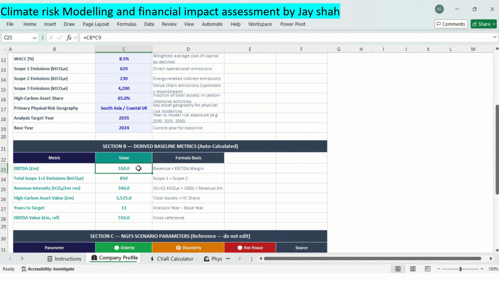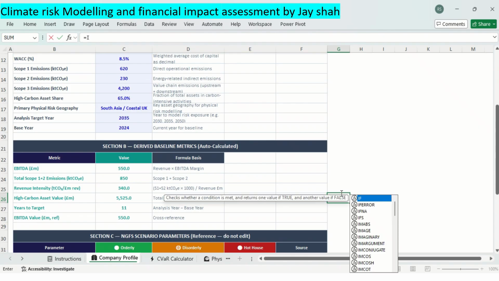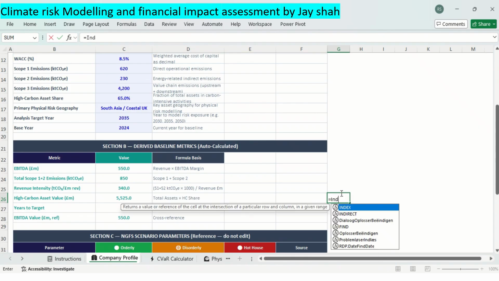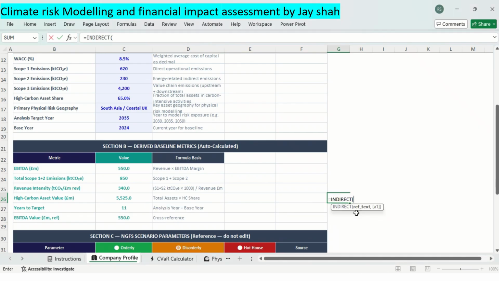In a large model, you might use the INDIRECT formula, which I'm typing here. You can use this formula to reference those text values in a large model, and basically it references the named range instead of any other formula-based tab that needs to be referenced. So this is Section B, the derived baseline metrics.